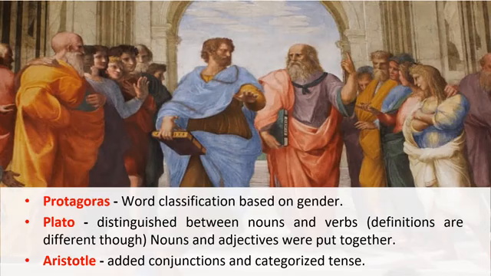Okay, so various Greek scholars contributed to the growth of linguistics. For example, Protagoras was credited with the distinction of three genders: masculine, feminine, and neuter. Plato, on the other hand, distinguished between nouns and verbs. The definitions are different, though. While Plato defined nouns and verbs, his definitions were different from the common understanding of nouns and verbs.